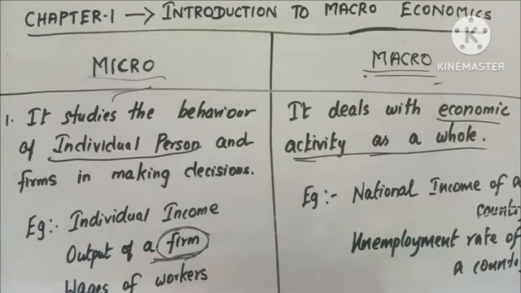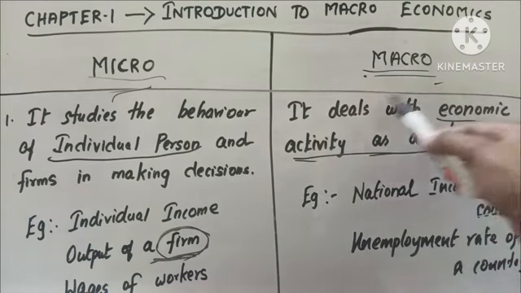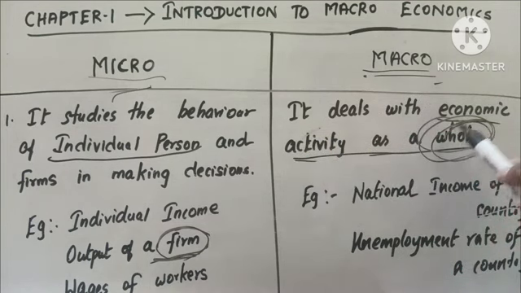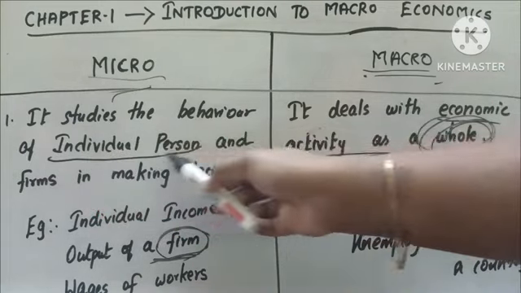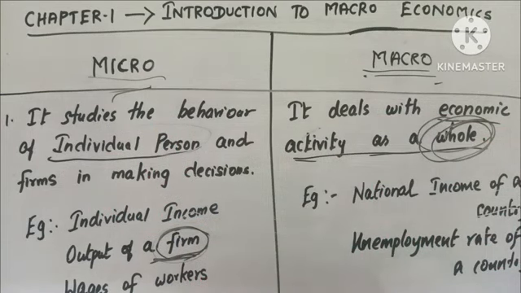But in macroeconomics, here we are looking at it as a country. How a particular nation takes decisions regarding the allocation of funds to increase the growth of the country. That comes under macroeconomic analysis. So macroeconomics deals with economic activities as a whole, but microeconomics talks about the individual person, individual business, individual worker, like that. So this is the difference between micro and macro.